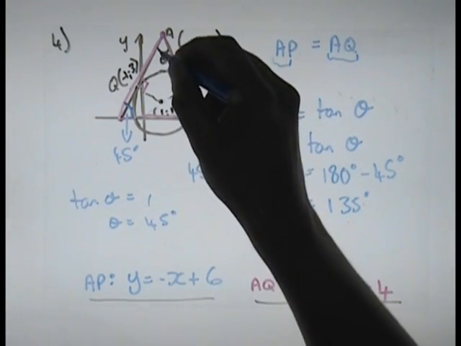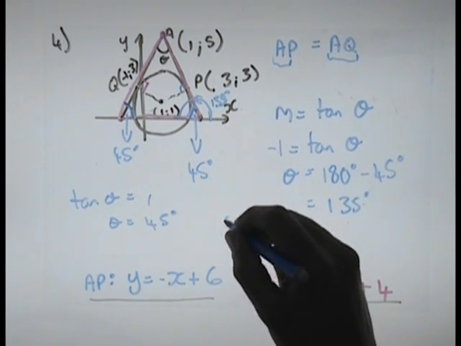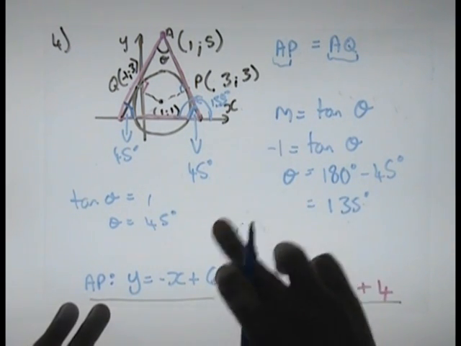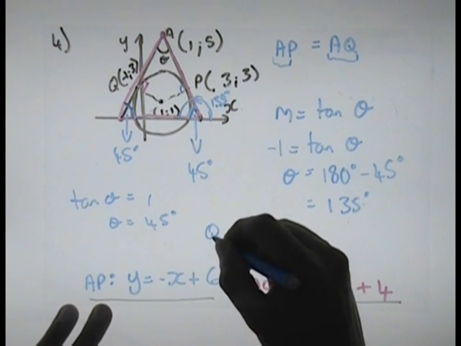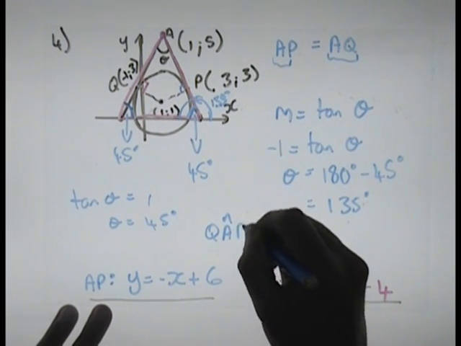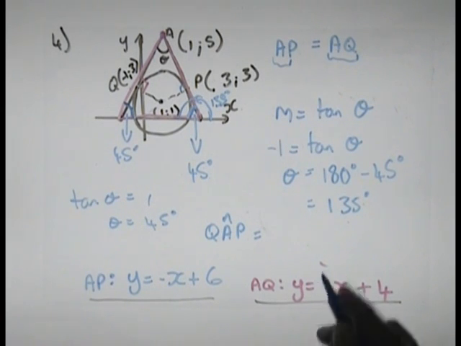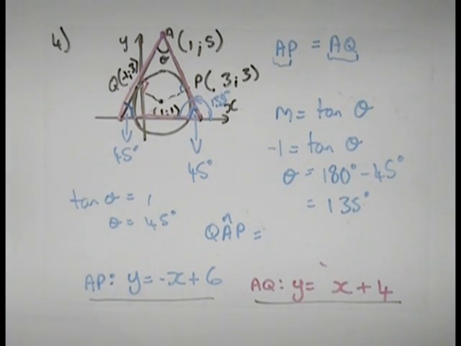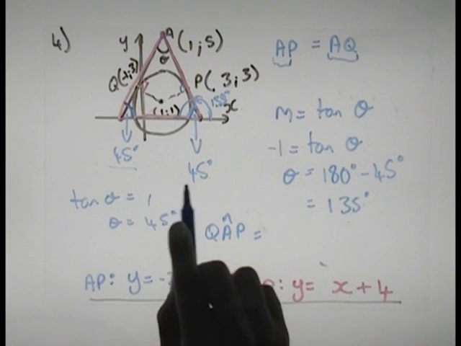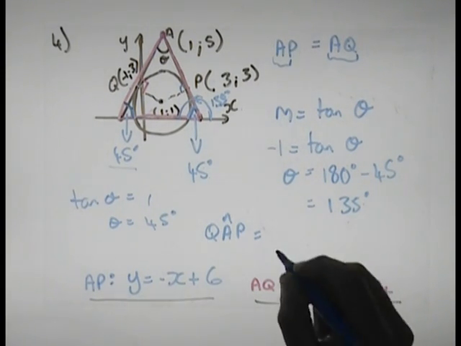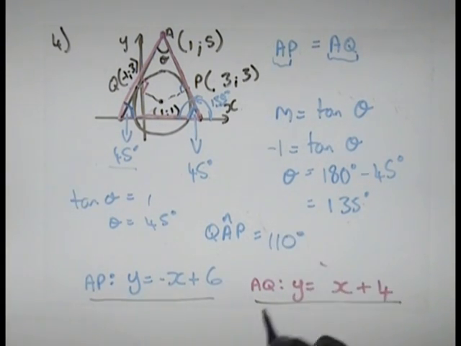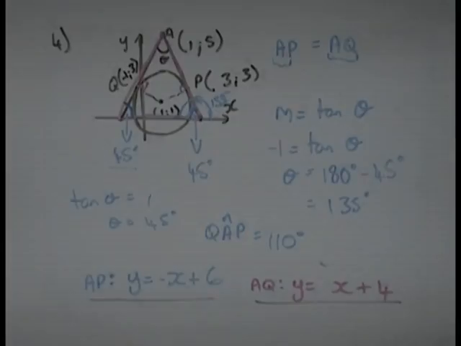That means that this angle on top here, the theta at the top, or rather let's call that, to avoid confusion, angle QAP, which is what we're looking for, is equal to 180 degrees minus 45 minus 45, which is equal to 110 degrees. And that brings us to the end of analytical geometry.